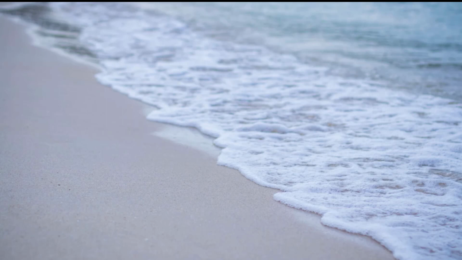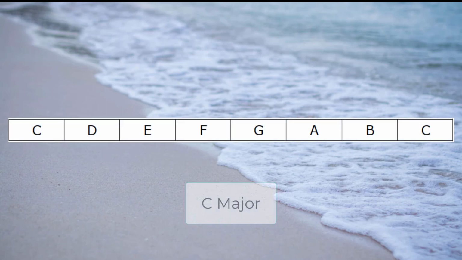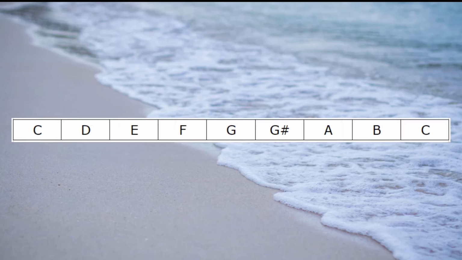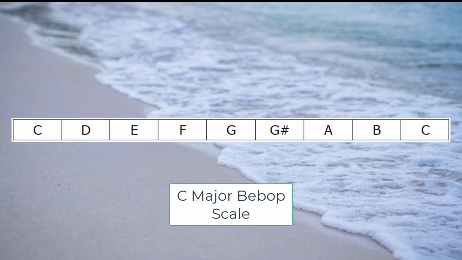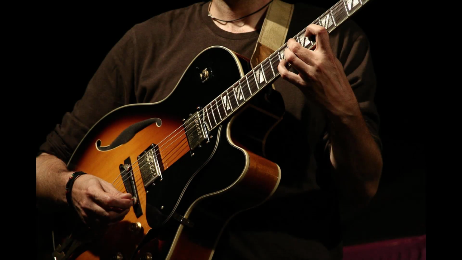I'm going to play a C major scale. C, D, E, F, G, A, B, C. Now if I add in a sharpened fifth note, in addition to the notes already in the C scale, creating a scale with these notes, C, D, E, F, G, G sharp, A, B, C, we would have a major bebop scale. The term bebop refers to a style of jazz music popular in the 1940s.